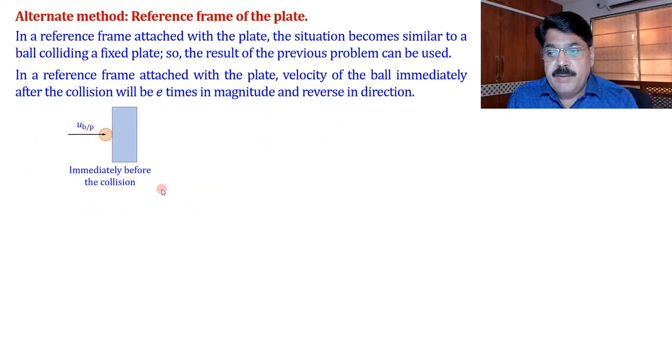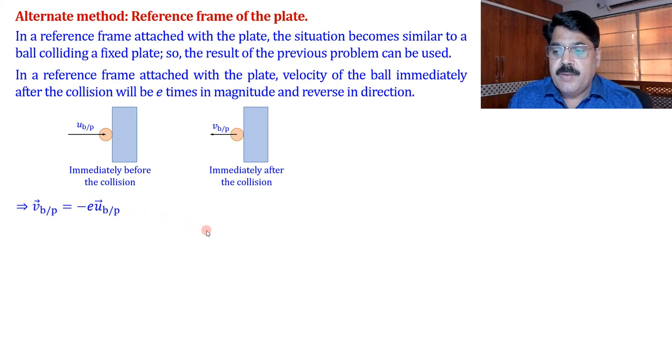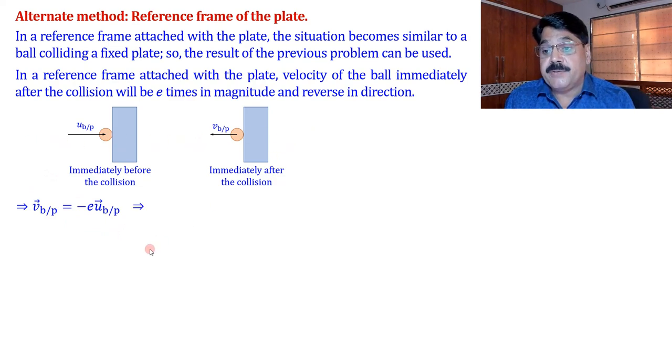We draw the diagram immediately before the collision. This is the velocity of the ball with respect to the plate. Immediately after collision, this velocity gets reversed and becomes e times of that. So the velocity of the ball with respect to the plate will be minus e times u_b plate vector. Here again, there is no need of a vector sign because things are in one dimension, but here we have used the vector sign. So this equation is applicable in vector form also for the component of velocity perpendicular to the plate.